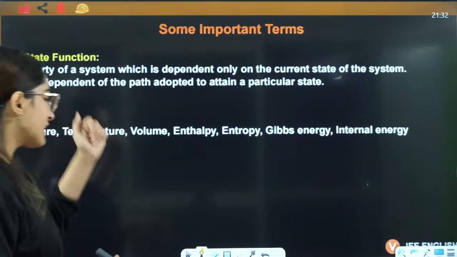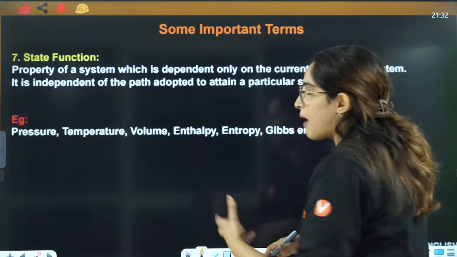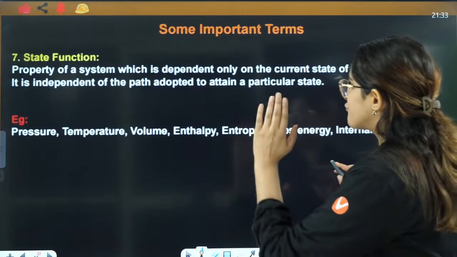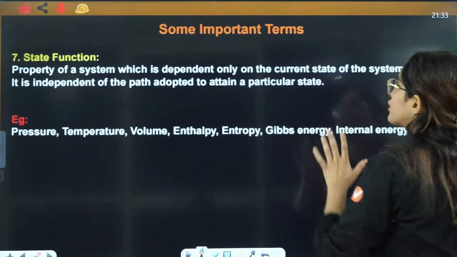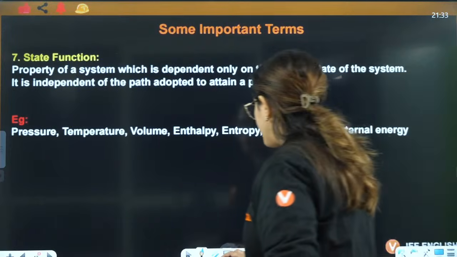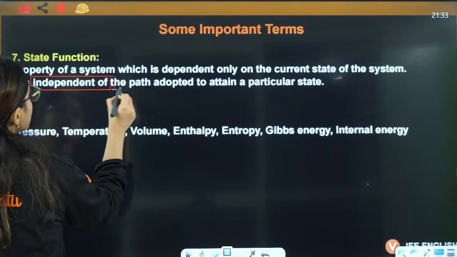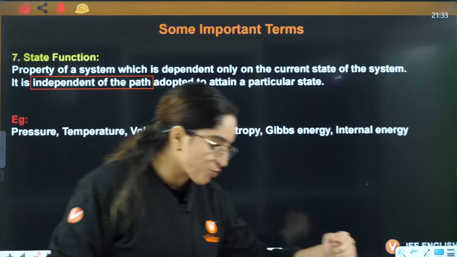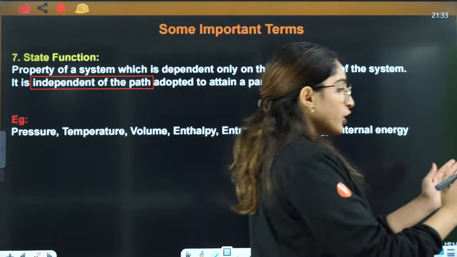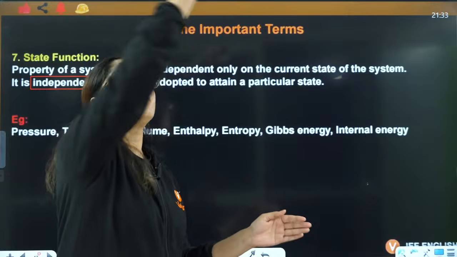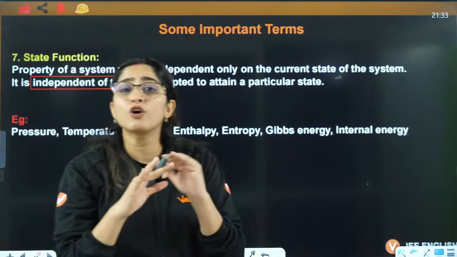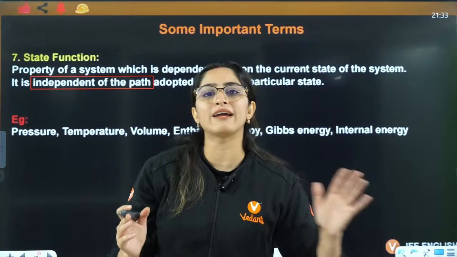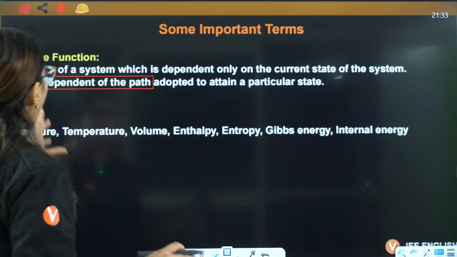State function. Now let's discuss what is a state function and what is a path function. A state function is a property of a system which is dependent only on the current state of the system. It is independent of the path, right? So a state function is independent of the path. You want to go from this point to this point, you go this way, you go this way, it doesn't matter, right? It does not depend upon the path. It only depends upon what is your initial state and what is your final state, and that's it, right? So that we call a state function.